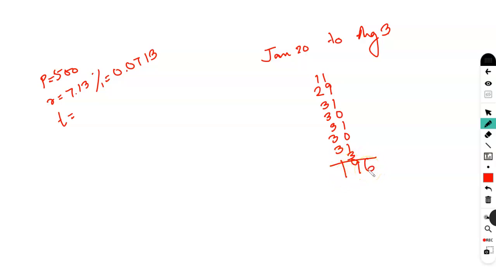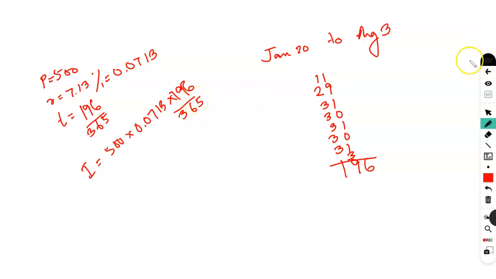So for T, you will get this as 196 over 365, right? And then you can multiply, I equals 500 times 0.0713 times 196 over 365, right? And you will get the interest value.